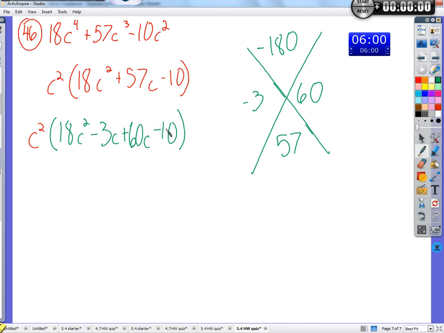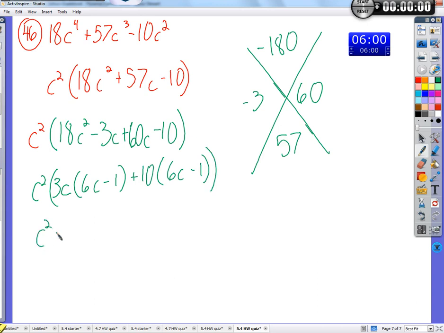And then we use factor by grouping. Two groups of 2, factor by grouping now. C squared. What does this group have in common? C. Anything else? 3c. 3. It gives us 6c minus 1. And these two? 10. 10 is a big one. We get 6c minus 1. Perfect. That's exactly what we wanted it to be. C squared. So we can factor out the common factor of 6c minus 1. We get 6c minus 1 times 3c plus 10.